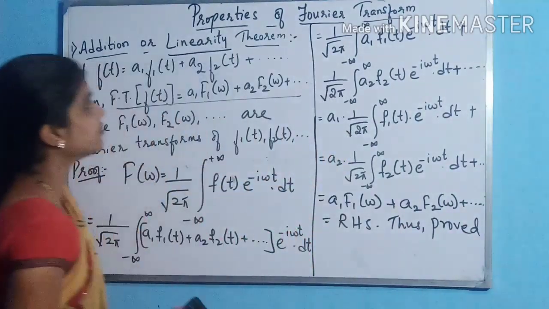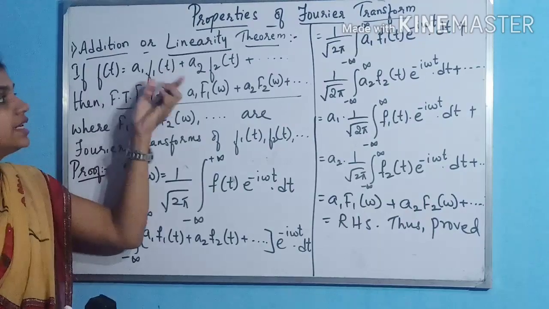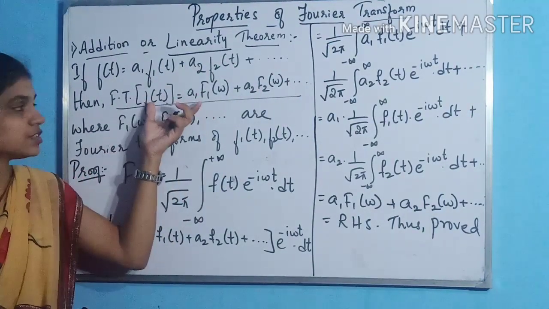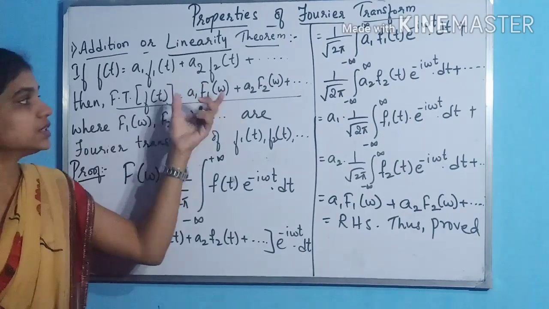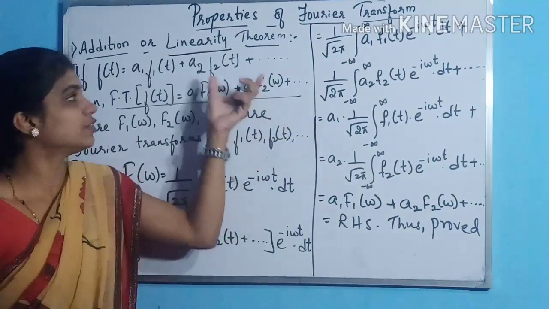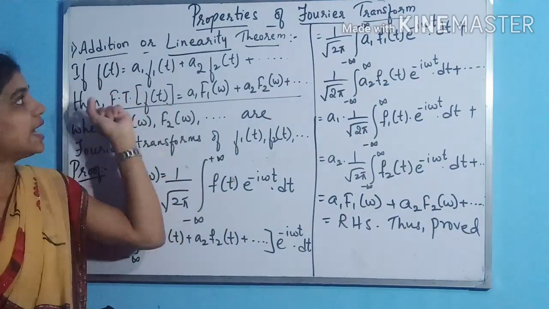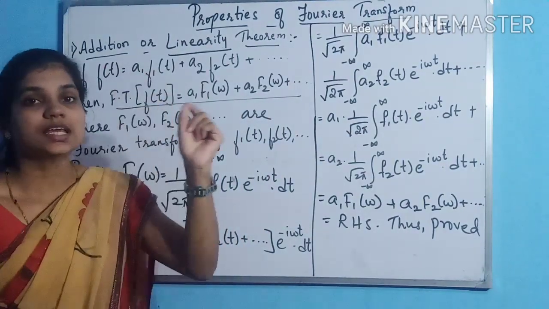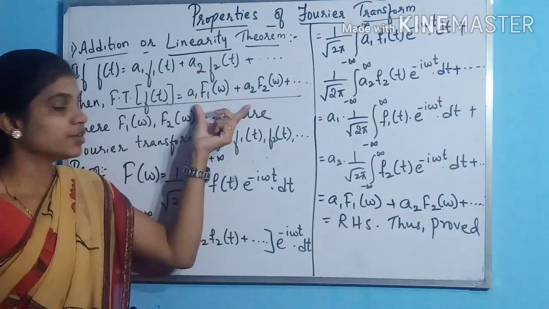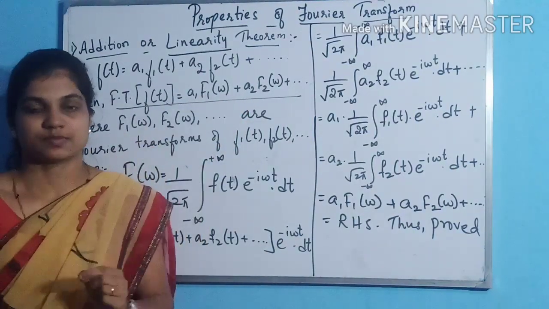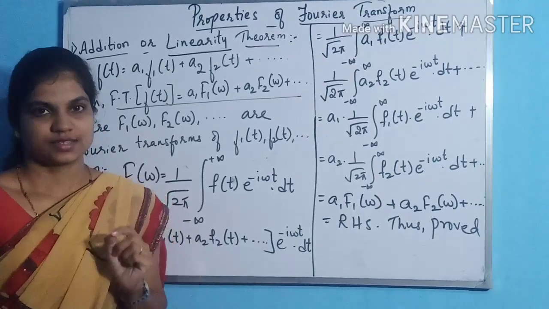What did we prove now? When I add the functions of t, I get the Fourier transform of the function of t to be equal to the sum of the Fourier transforms of the various functions of t. That is, we are showing the linearity of the Fourier transform. Okay, so this is our first theorem. Let's move on to the second theorem.